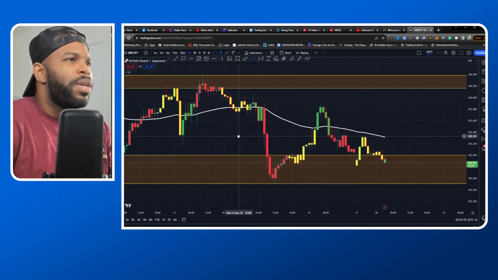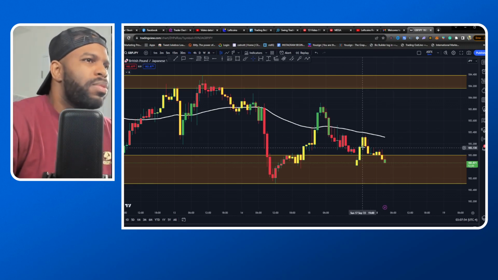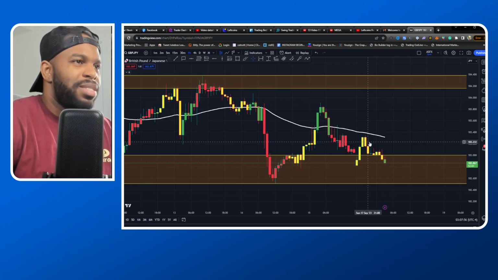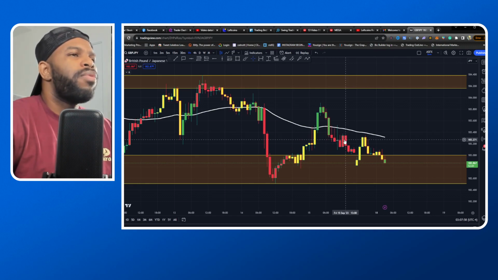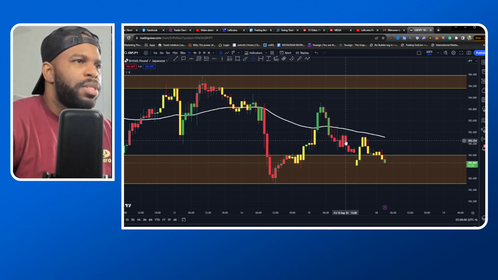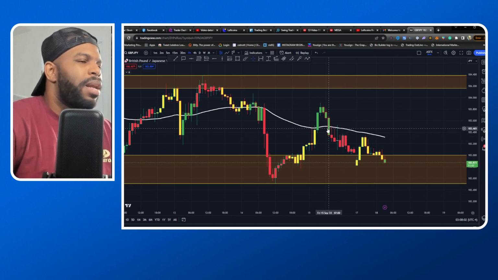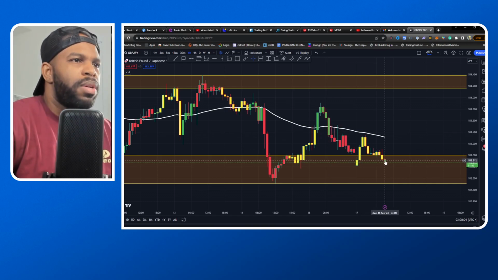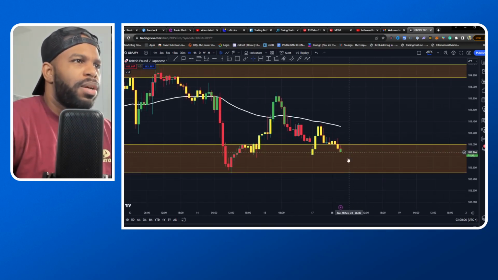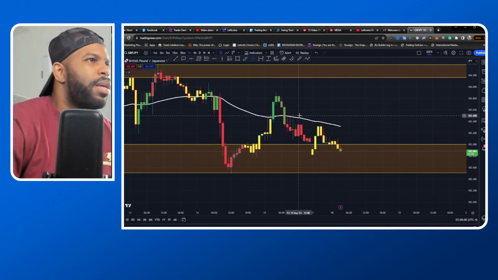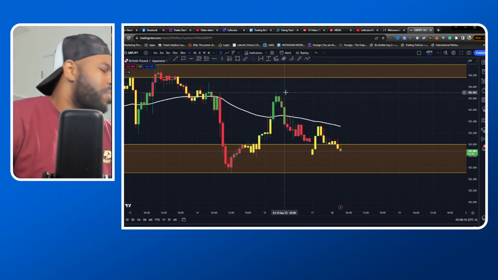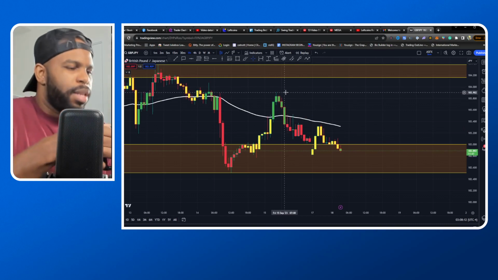How do I know what session I'm in? The yellow candle means that I'm in the Asian session. The red candle means that I'm in the New York session, and the green candles mean that I'm in the London session. And right now, I'm in the London session because we have a green candle populating here. It's now 3 a.m. So, we are in the London session.